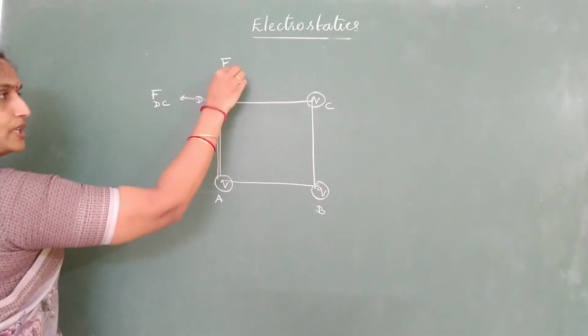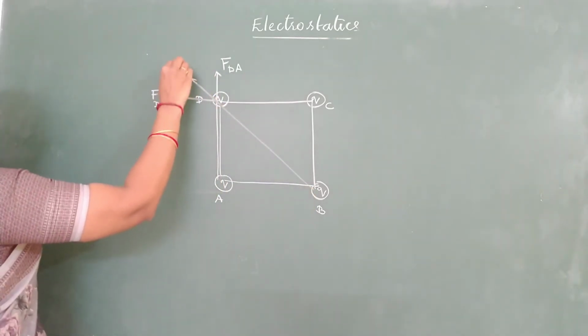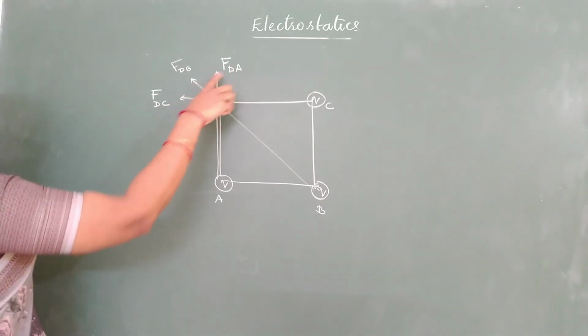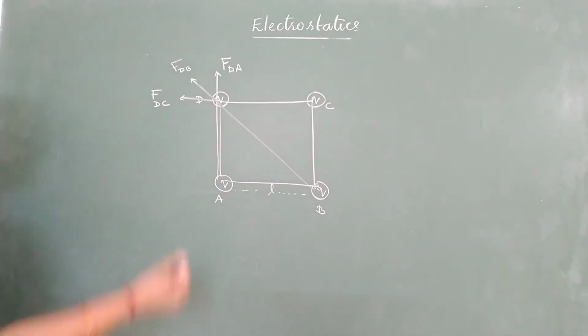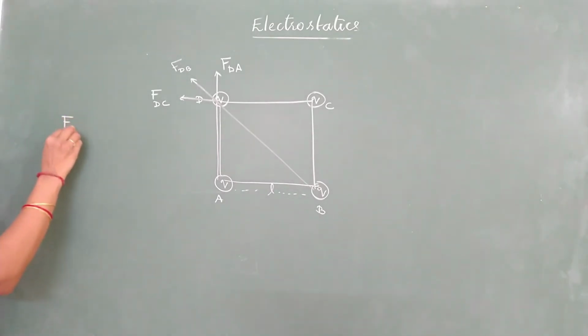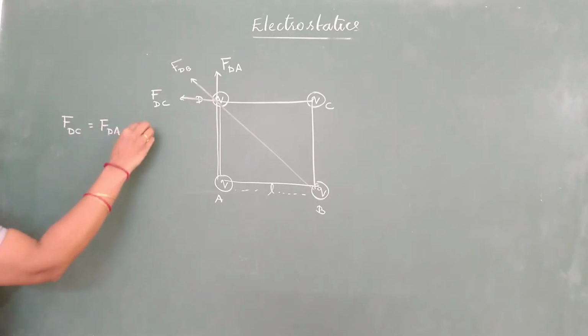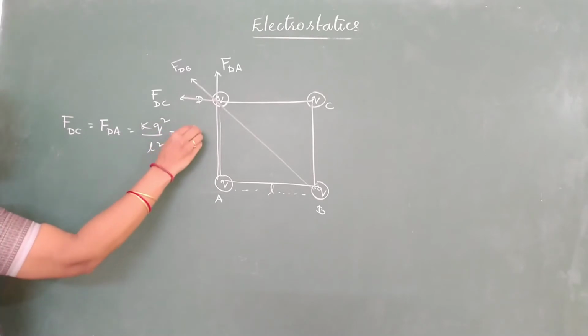Force on D due to A. And here you have one more force, force on D due to B. So if you take the magnitude of these 2 forces, I'll take the side of this square as L. The magnitude of force between D and C, which is equal to that between D and A, is KQ square by L square, I'll call this F.